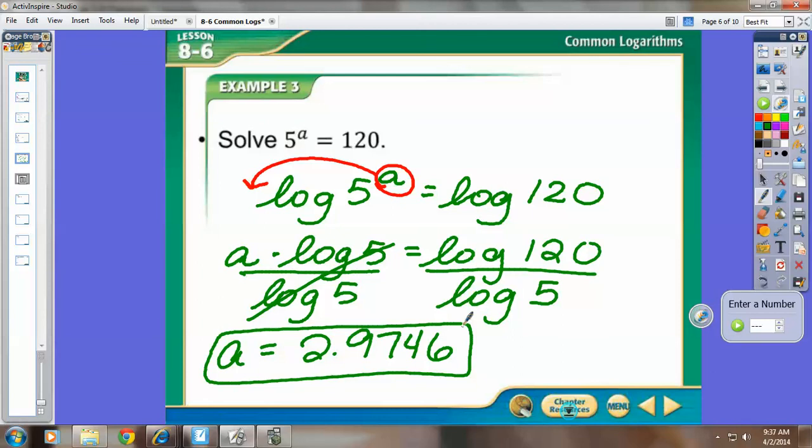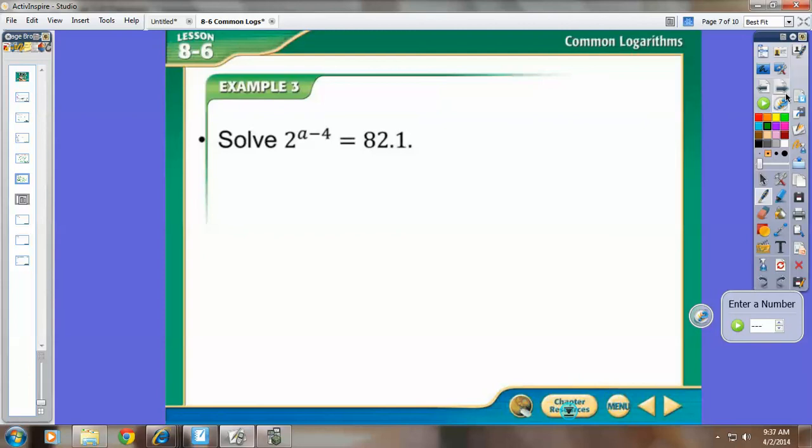Let's do this next example. It's a little bit different because we're going to have a binomial in our exponent. As you're writing this down, you're thinking 82.1. Well, we know we can't break 82.1 down to have a base of 2, can we? That doesn't work. So the only option here would be to add your logarithms to both sides.